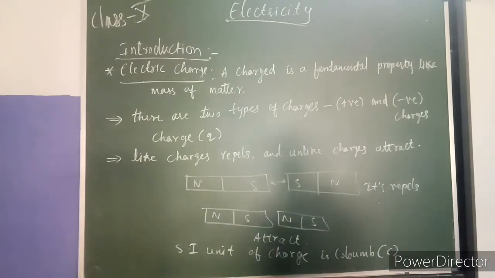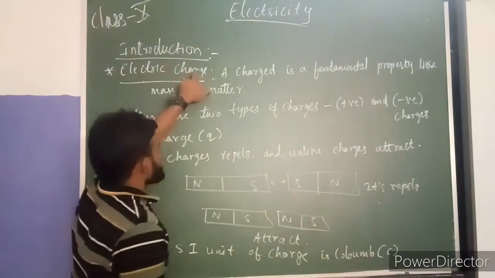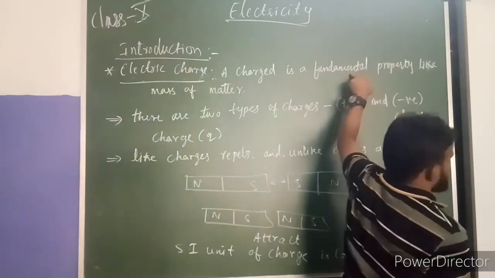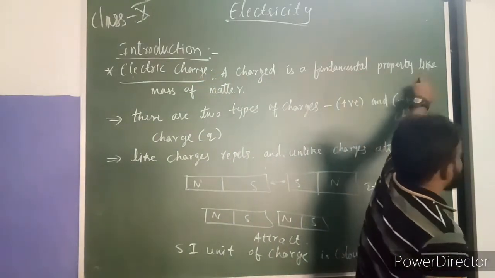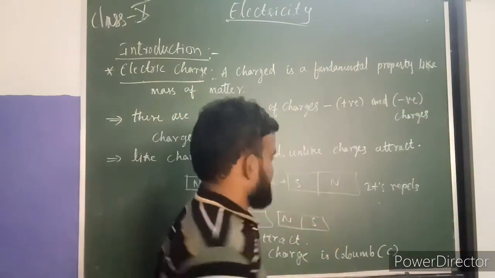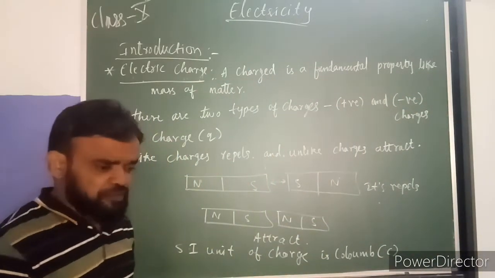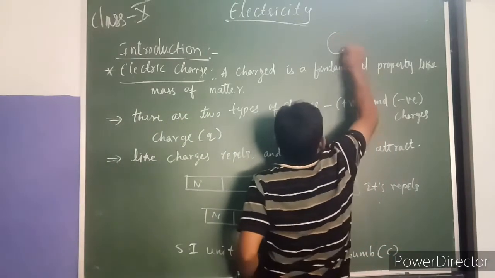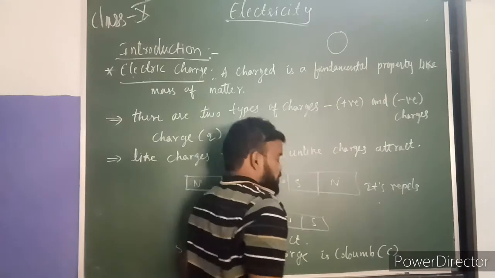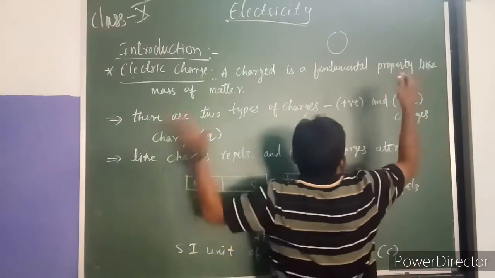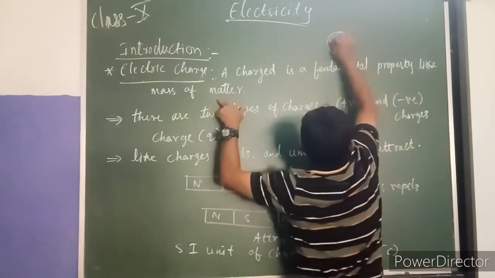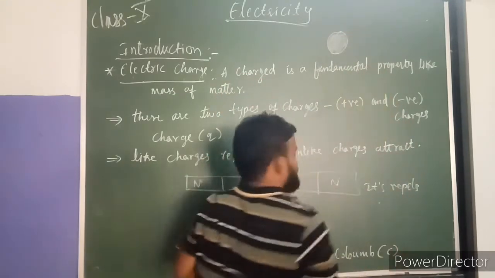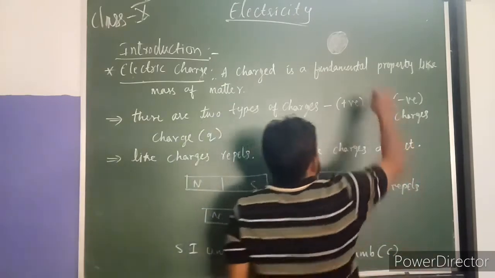Now, first I told electric charge. What do you mean by electric charge? A charge is a fundamental property, fundamental means basic, like mass of matter. For example, I have one rubber ball. In that rubber ball, a quantity of mass will be there inside.